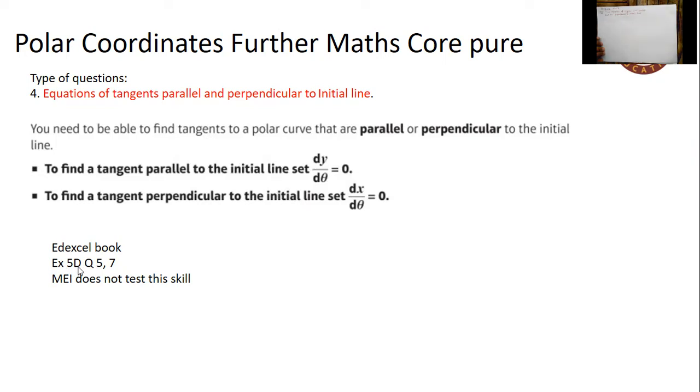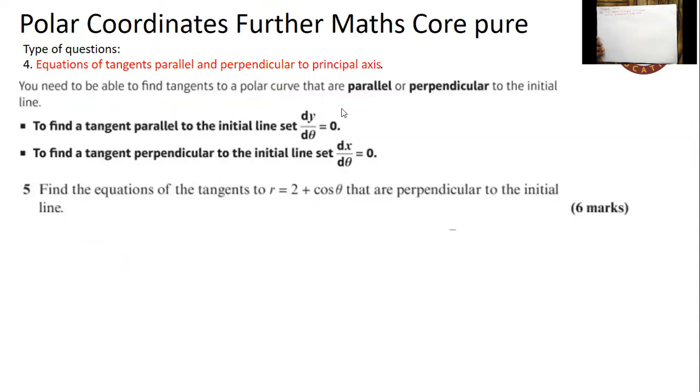So we're going to be doing question number 5 and question 7 of the EDEXCEL textbook. If you can, just have a look at that question, please. This is that question. It's a 6-mark question. Find the equation of the tangent. So just have a look at it. I will pause the recording till then, so that the video doesn't get long.